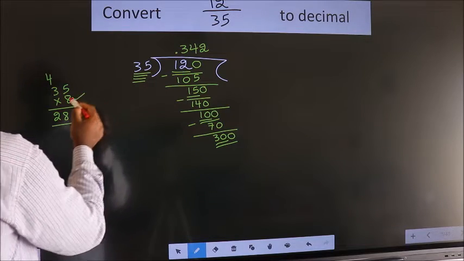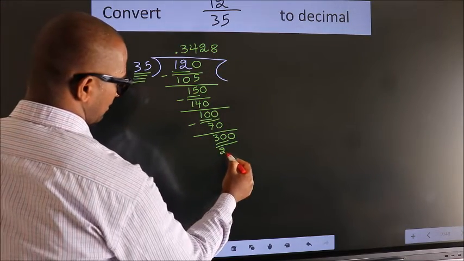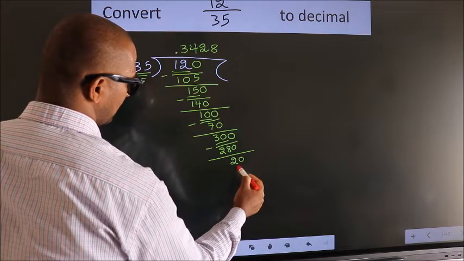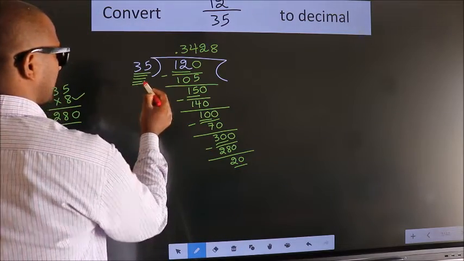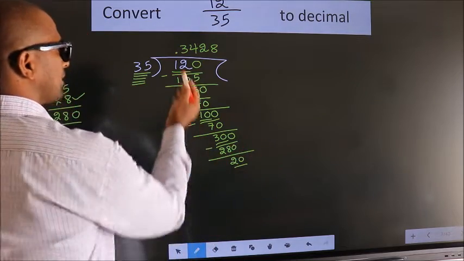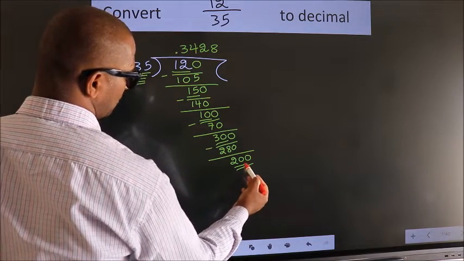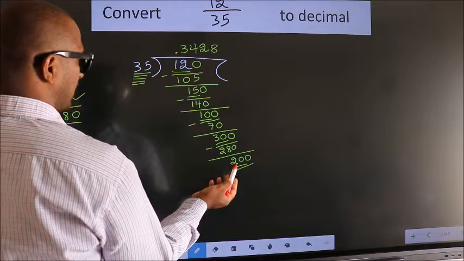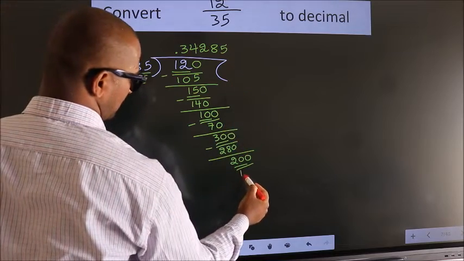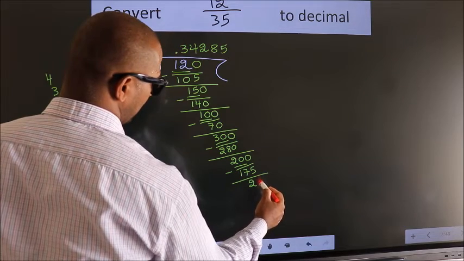So we should go with 8 times. So 35 8s, 280. Now we subtract, we get 20. Here we have 20, here 35. 20 is smaller than 35, and we already have the decimal, so we can directly take 0. So 200. A number close to 200 in the 35 table is 35 fives, 175. Now we subtract, we get 25.